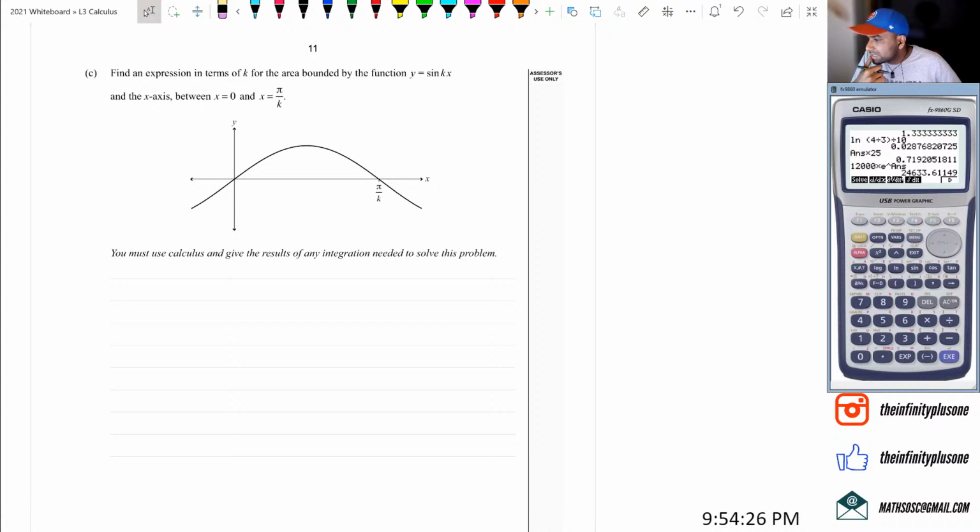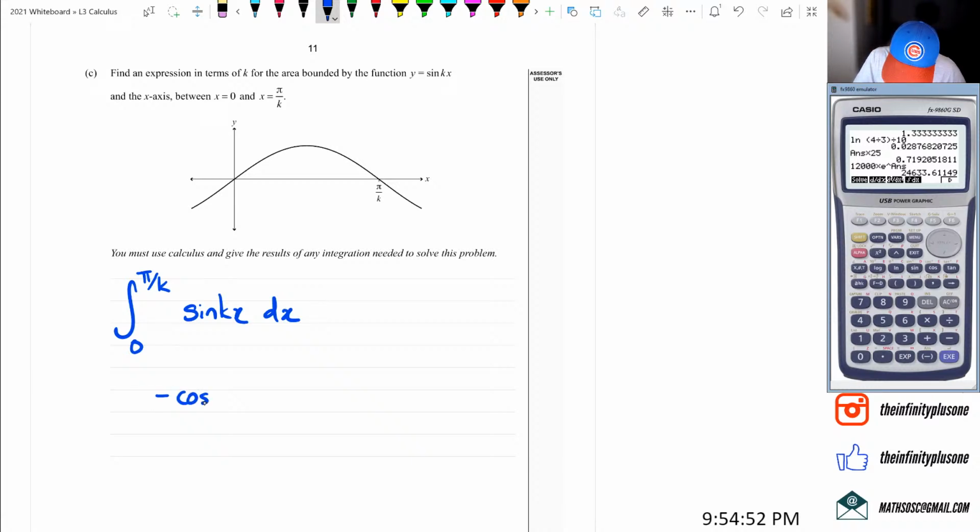With this next question, we've been asked to find an expression for the area. We're not solving it, we just need an expression. So basically, we've got the integral between negative pi over k and 0 of sine kx dx. We're going to integrate sine kx. We're going to get negative cos. No, wait, are we? Yeah, we will. Negative cos kx.